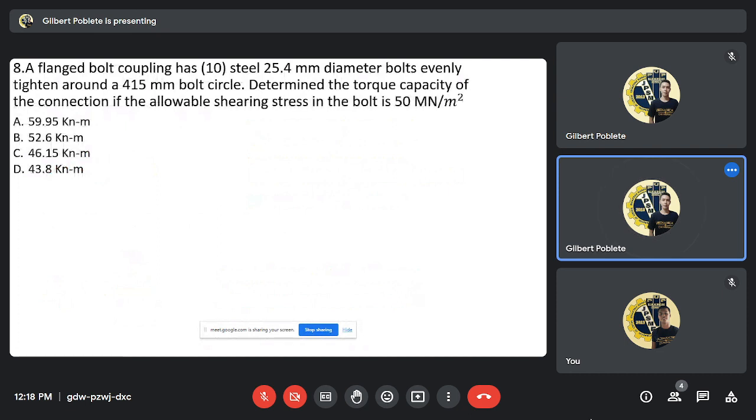Problem number 8. So, dito, a flange bolt coupling has ten steel bolts of 25.4 millimeter diameter evenly tightened around a 450 millimeter bolt circle. Determine the torque capacity of the connection if the allowable shearing stress in the bolt is 50 meganewton per meter squared. So, ayan. So, hinahanap natin is the torque capacity. So, makukuha natin yung torque dun sa Tsar.